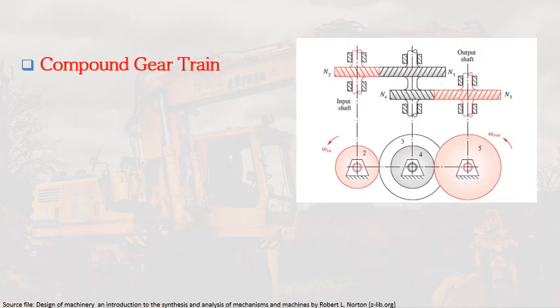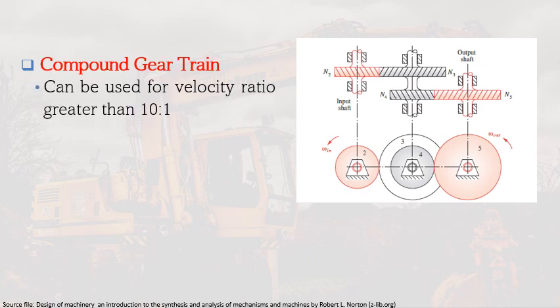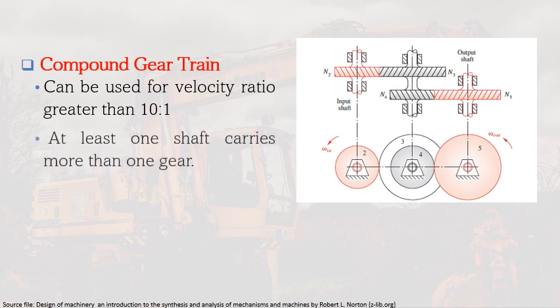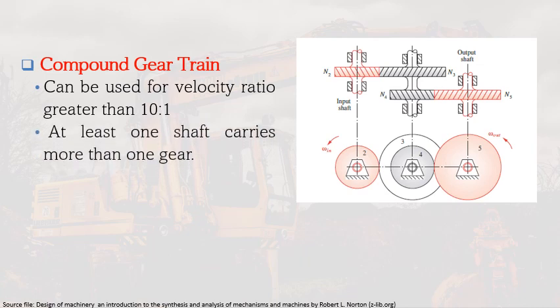Then we have the compound gear train. It can be used for velocity ratios greater than 10:1. At least one shaft carries more than one gear. As you can see here, this input shaft carries one gear, and then we have this idler that carries two gears, and then we have the output shaft that carries one gear. So this is already considered a compound gear train.